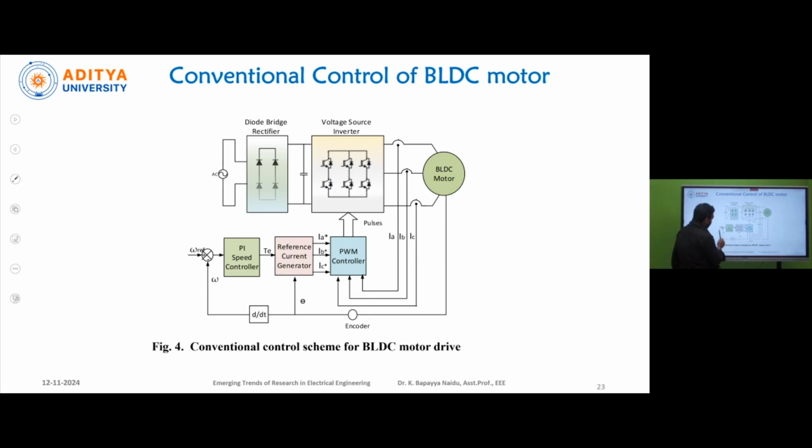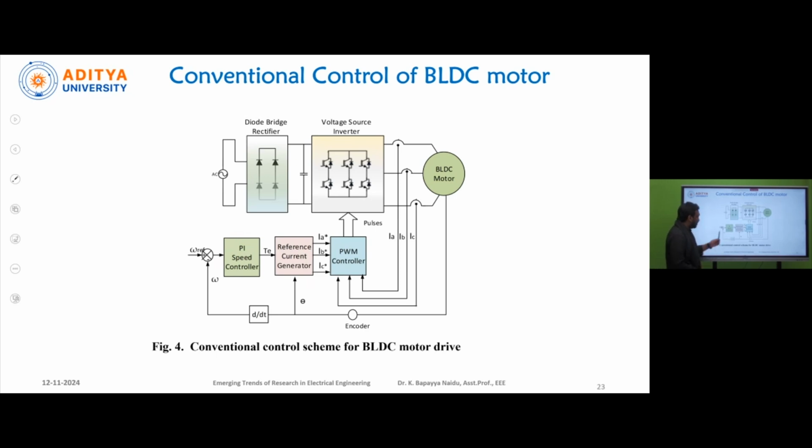Here omega reference denotes the reference speed, omega denotes the actual speed, and theta is the position of the rotor. The derivative of theta is equivalent to the actual speed of the motor. The difference between the reference speed and actual speed is given to this PI speed controller.